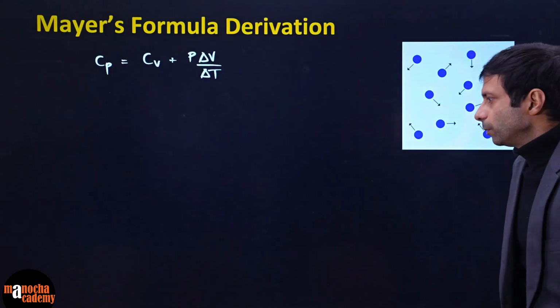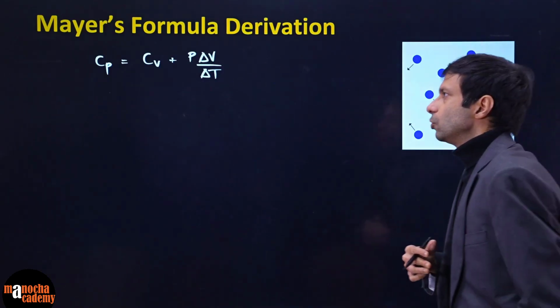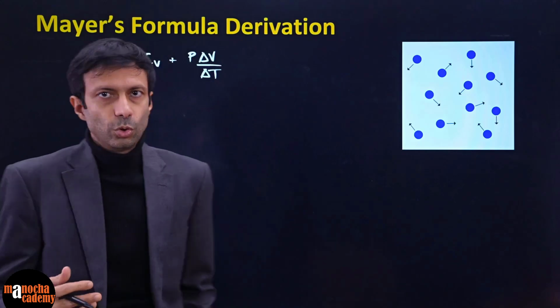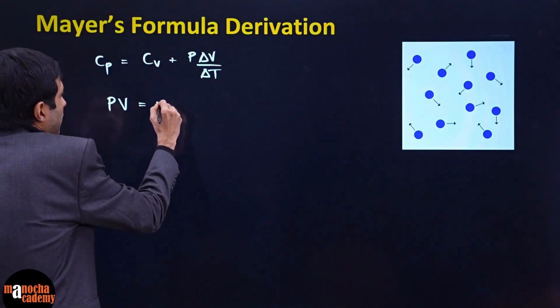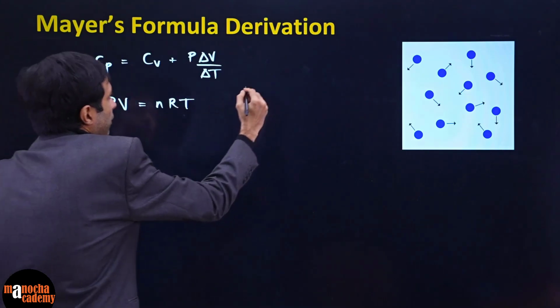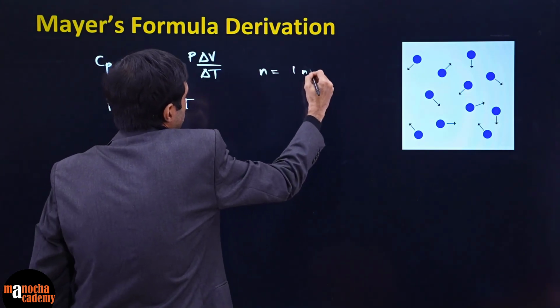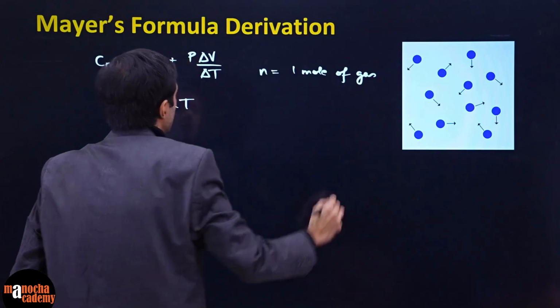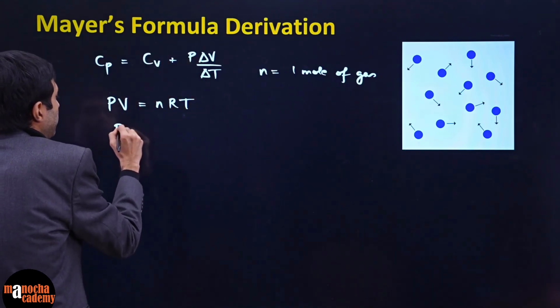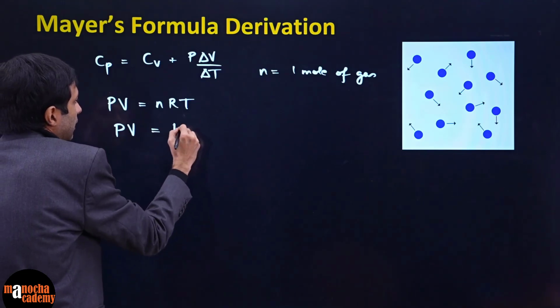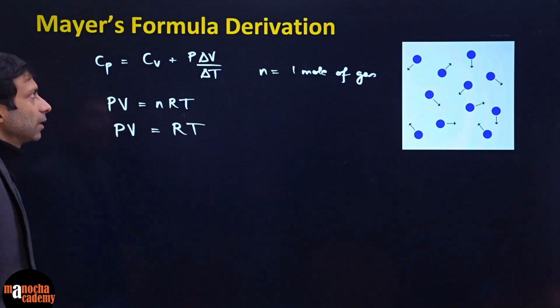So now what do we do? You guys know the ideal gas equation, PV equal to nRT, and we have been taking 1 mole of the gas. So for 1 mole of gas, we can say PV equal to RT. Yes or no? Can I say that?